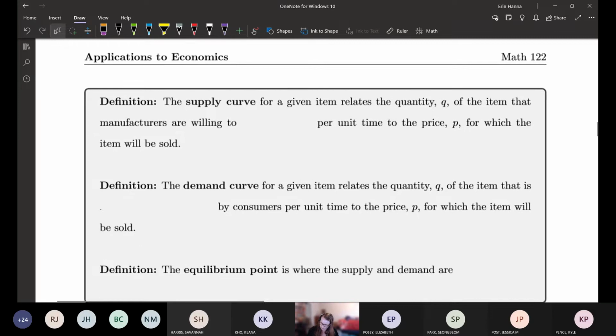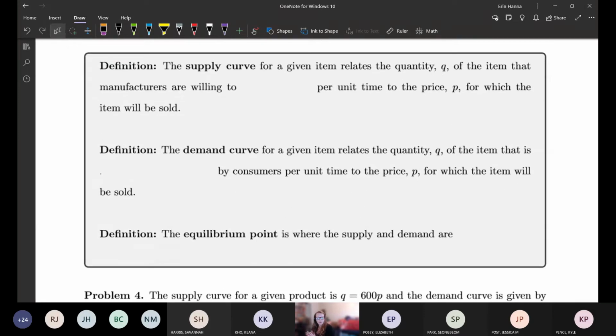Come on, scroll down a little more. There we go. So the supply curve for a given item relates the quantity Q of the item that manufacturers are willing to make per unit time to the price P for which the item will be sold. And the demand curve for a given item relates the quantity Q of the item that is demanded by consumers per unit time to the price P for which that item will be sold. I'll try to say that in more modern English in a second, because I find that phrasing a little confusing if you don't realize what it's trying to say.